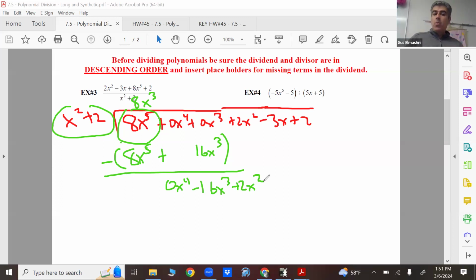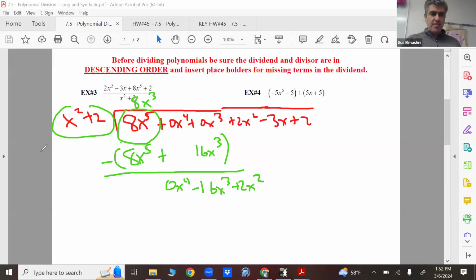Now, what would you multiply x squared by? That's what it comes down to. What would you multiply x squared by to get to 0x^4? Nothing, right? There's nothing you would do to it. So let's not worry about it. What would you multiply x squared by to get negative 16x cubed? What times x squared gets you negative 16x cubed? Negative 16x. Good. Thank you, buddy.